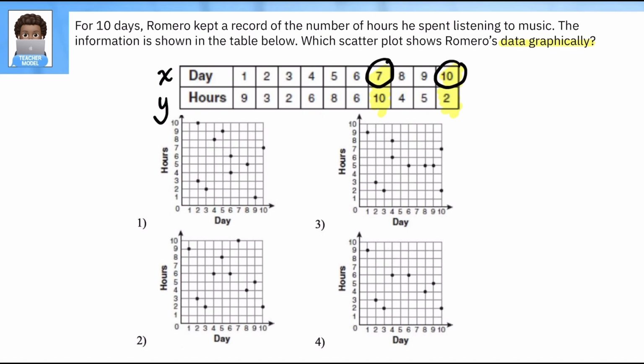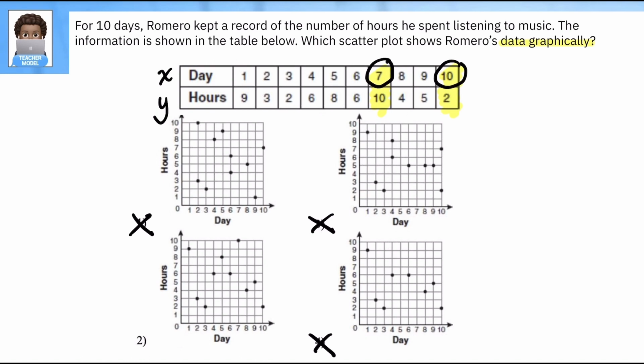So when day is 7, and I'm looking here, day 7, I have no points. So I don't even have the point 7, 10 here. I'm going to cross that out. In number 2, I do have 7, 10. So I'm going to keep going. Can I eliminate any others? Yeah, I can eliminate here and here. So they want to know which one was graphed accurately. So far, it seems like this one.